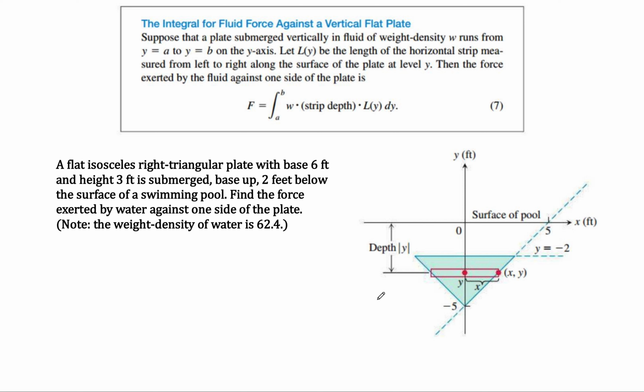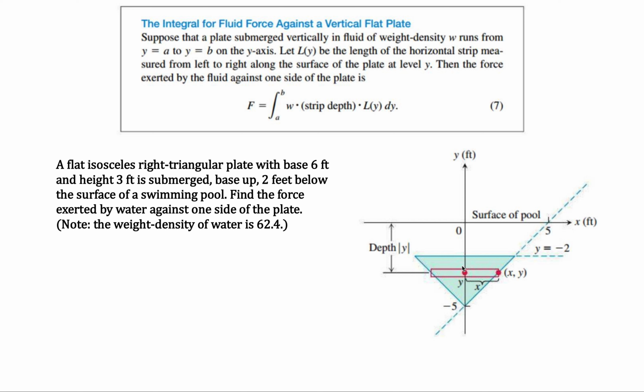So let me show you an example here, and hopefully it'll help you make a little more sense of this equation. It says a flat isosceles right triangular plate with base 6 feet and height 3 feet. So in the diagram here, you can see the triangle. It's submerged base up 2 feet below the surface of a swimming pool. So this would be the value of y equals -2, and it's marked here on the diagram.